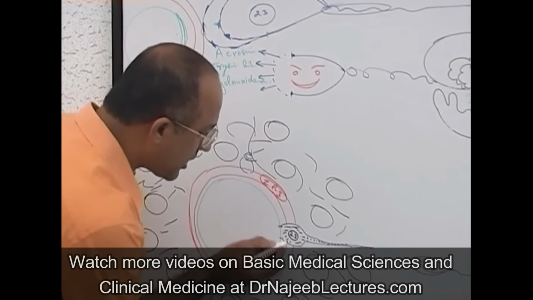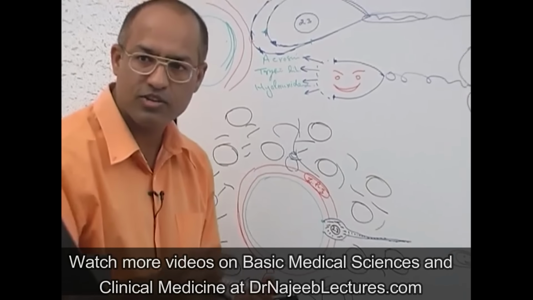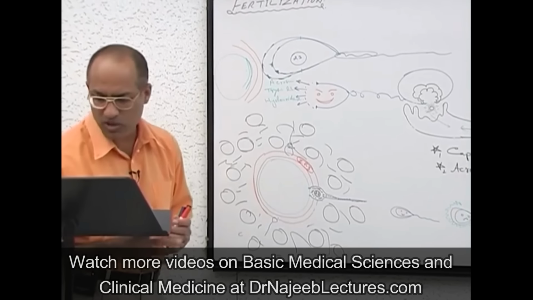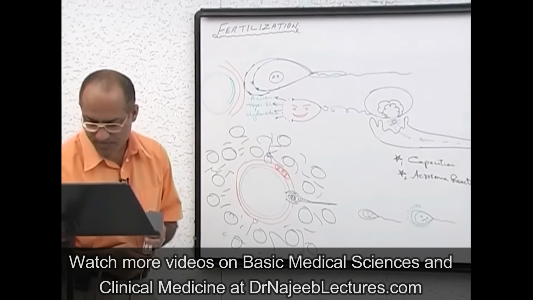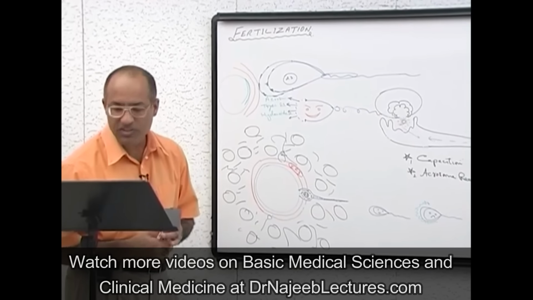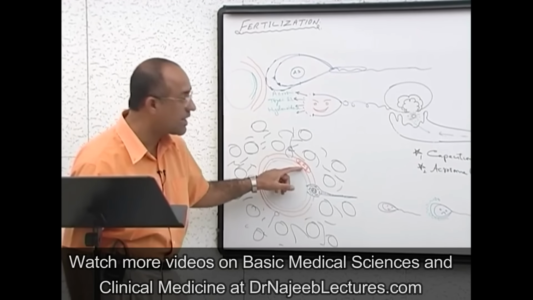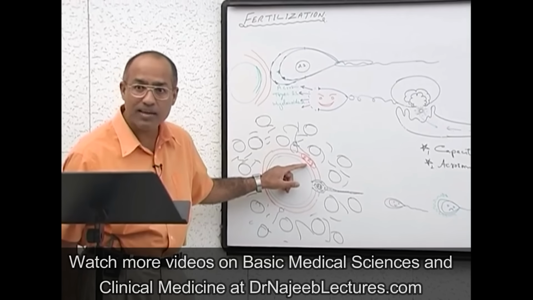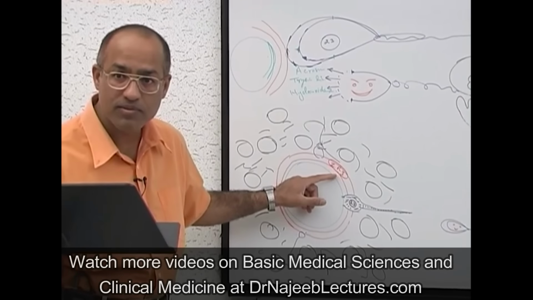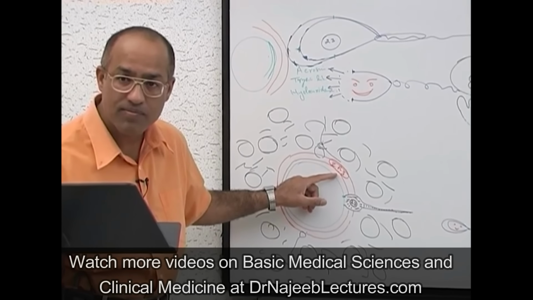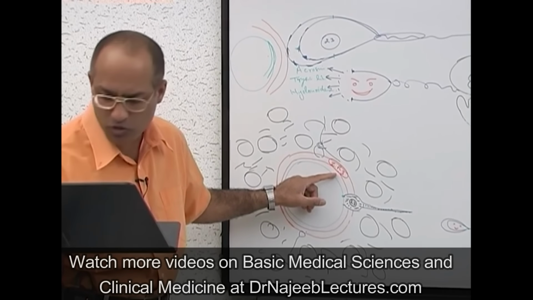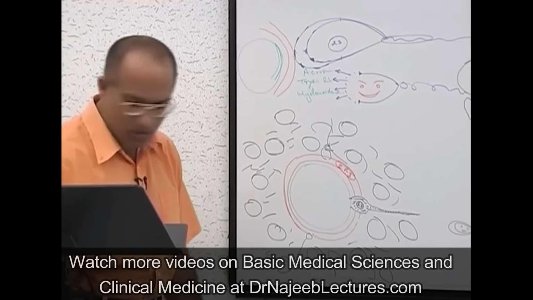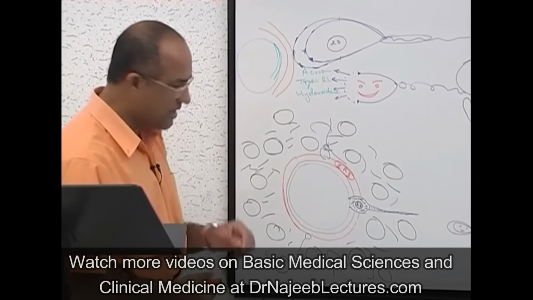This ZP3 is specially stimulated. As soon as the sperm touches the zona pellucida protein number 3, it undergoes acrosomal reaction. Is that right? ZP3 has multiple functions. ZP3 also helps the sperm to bind with the zona pellucida, and also helps the sperm to undergo acrosome reaction. Is that right?